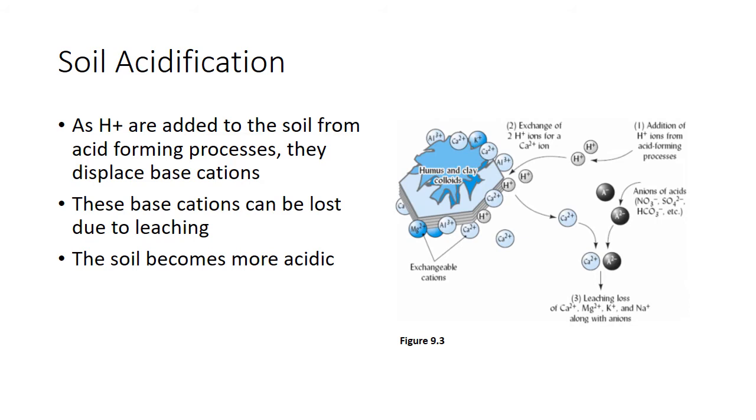And as a result, the soil actually becomes more acidic. And so we slowly fill up the CEC with hydrogens. And as a result, the soil pH is going down and the base cations are leaving. And this happens in environments particularly where there's lots of rain, because there's more potential for leaching.